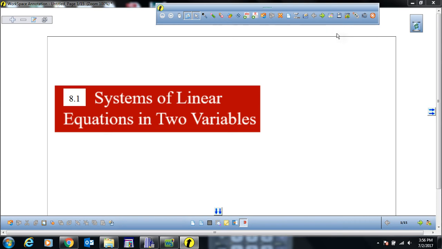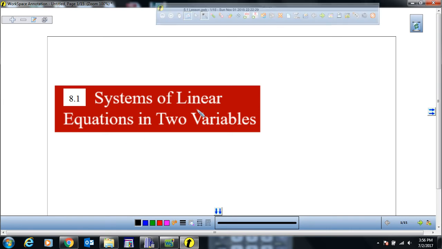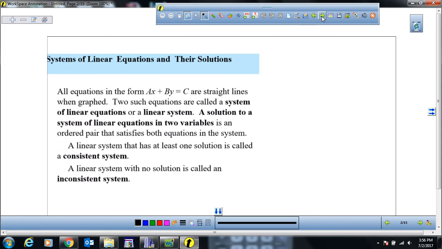In section 8.1, I'm going to be solving systems of linear equations in two variables. First of all, we're going to discuss what a system is. A system refers to two or more linear equations. When I say a system of linear equations, it means two or more linear equations. So there are three different cases of linear equations that I want to discuss first.